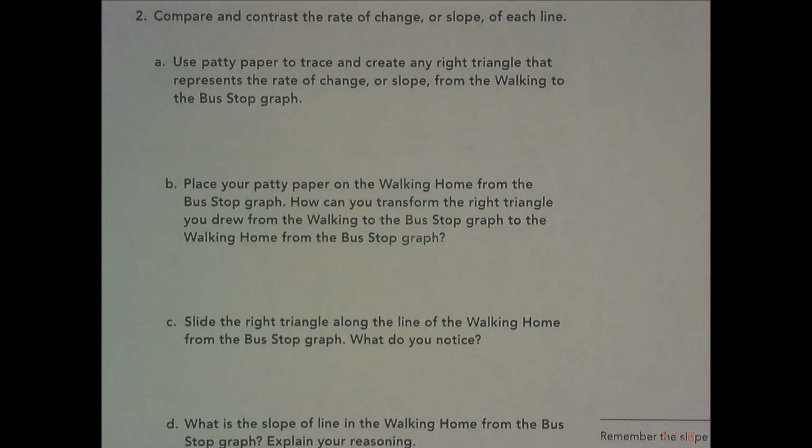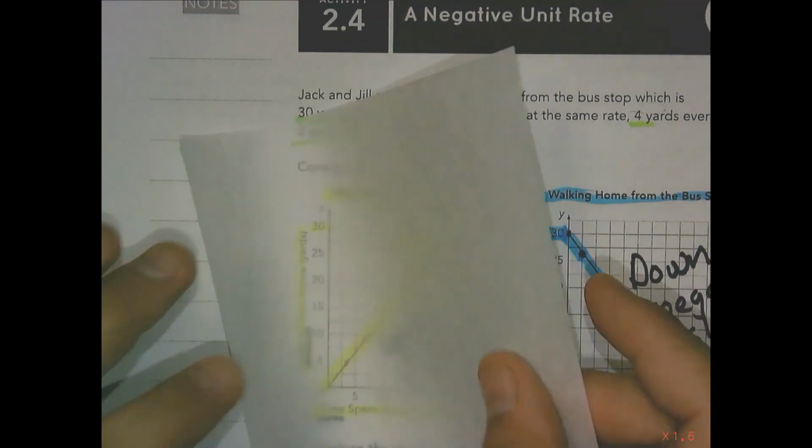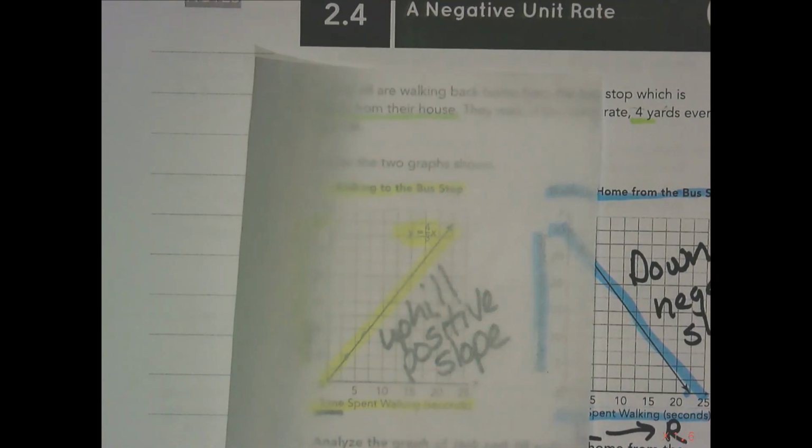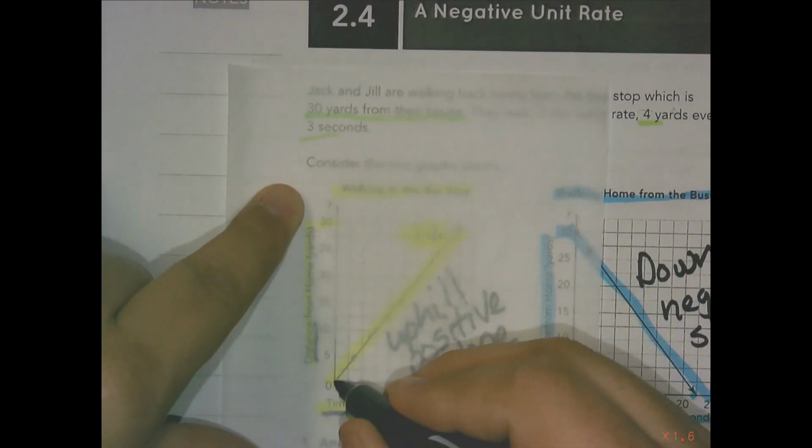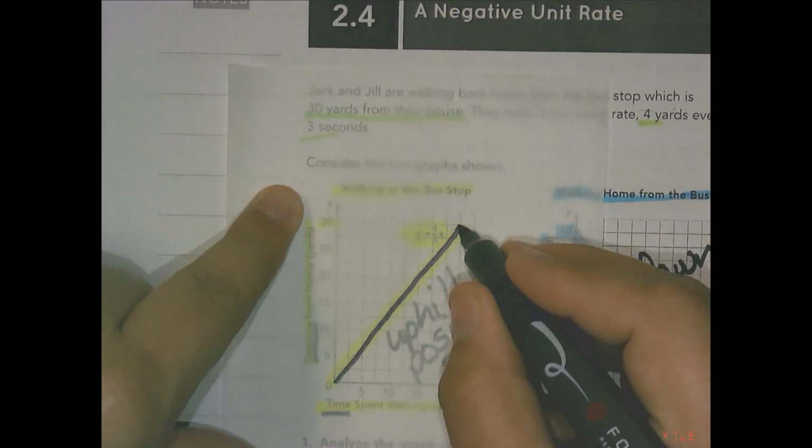Okay. All right. So we're going to compare and contrast the rate of change in the slope of each line. So what we're going to do is trace using patty paper. So it's asking us to trace the line and use a right triangle that represents the rate of change or slope from walking from the bus stop. So what I'm going to do is I'm going to take this paper. This is my slope of the original graph, and they want me to draw a triangle. So this is the triangle that represents their journey. They're walking.